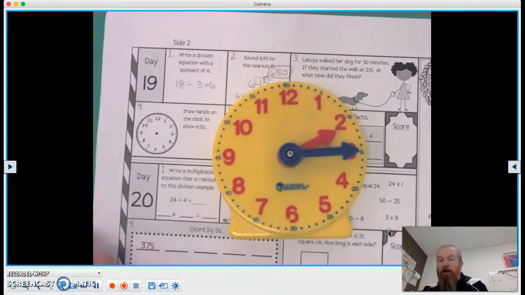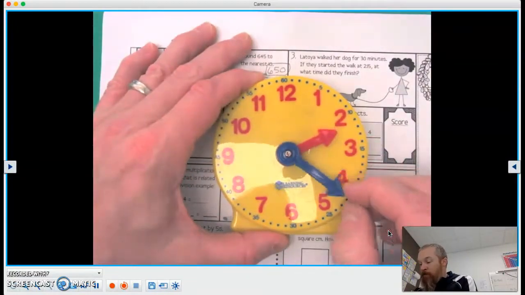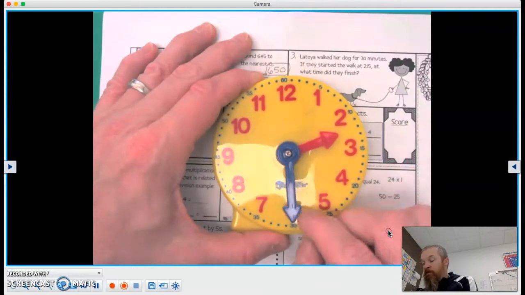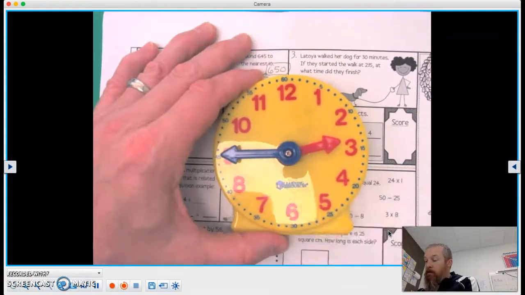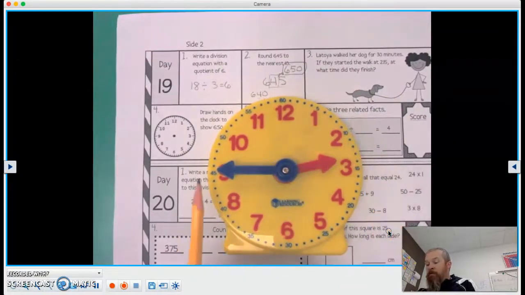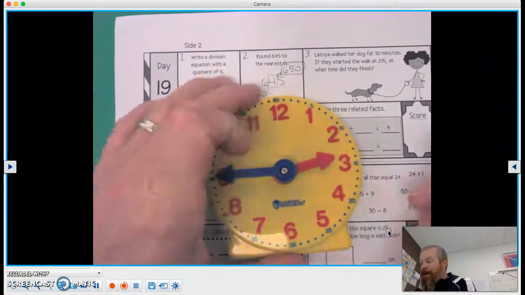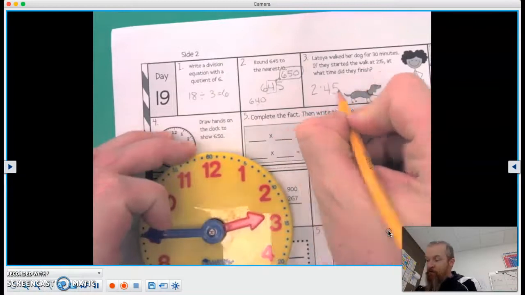and she walked her dog for 30 minutes. Well, let's count 30 minutes from here. So we go 5, 10, 15, 20, 25, 30. So what time is it now? It is 2:45. Very nice.